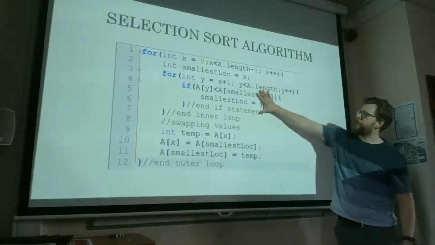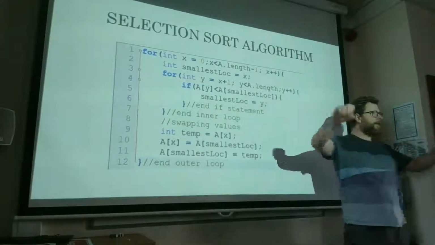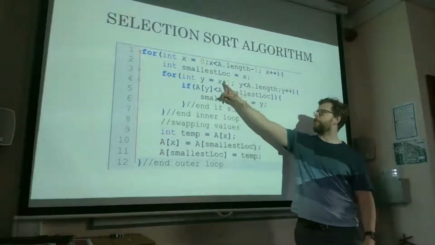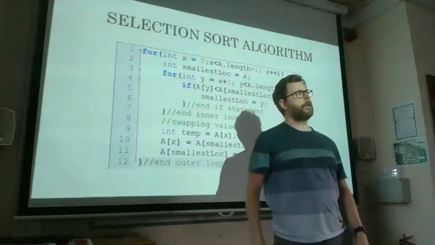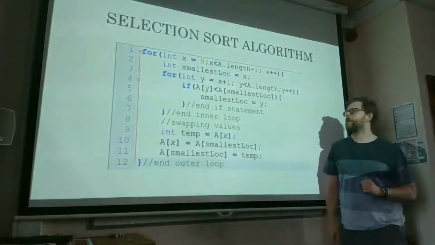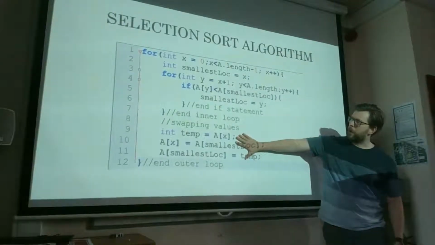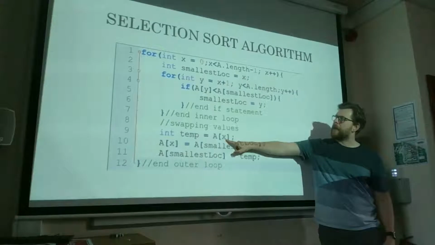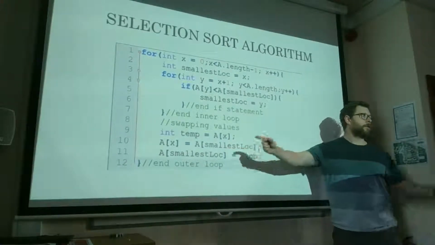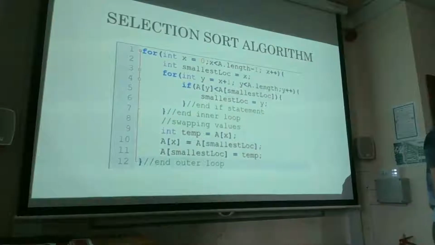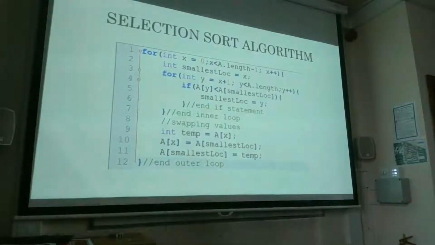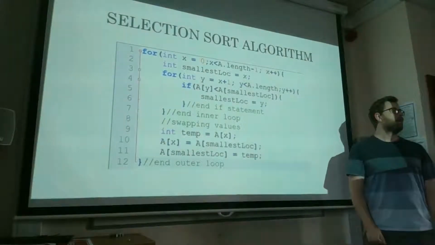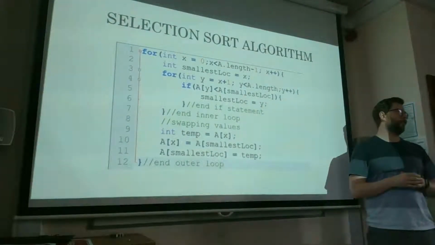When the inner loop finishes, we have checked every value from where I started, x plus 1, all the way to the end of the loop. So I know exactly where that smallest value is, and then the last thing I do is swap the value in A[x] with the value in the smallest location. So I move the smaller number to the beginning of the array. And then x goes plus plus, so I move on to position 1 and do the exact same thing again. That is selection sort.